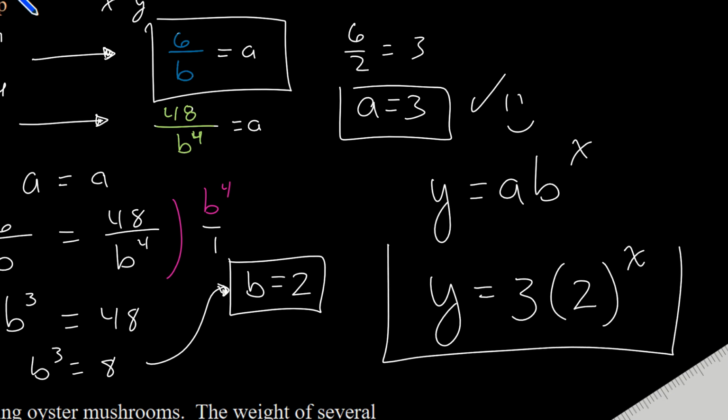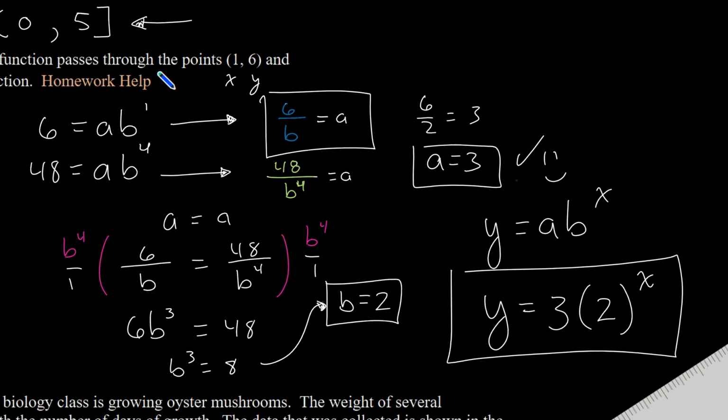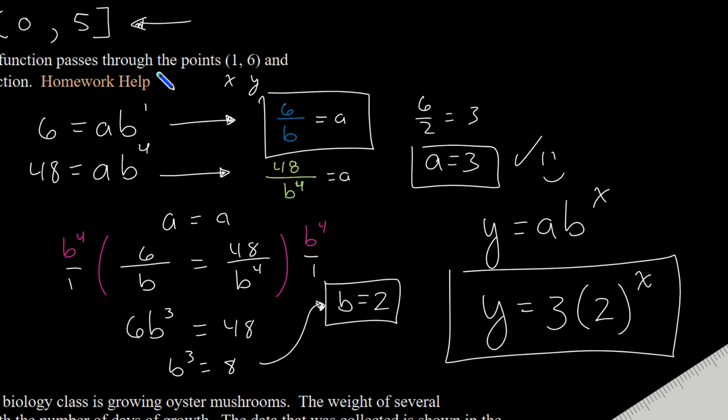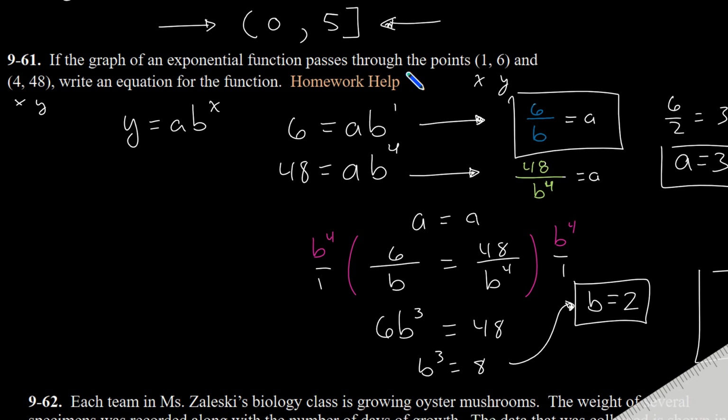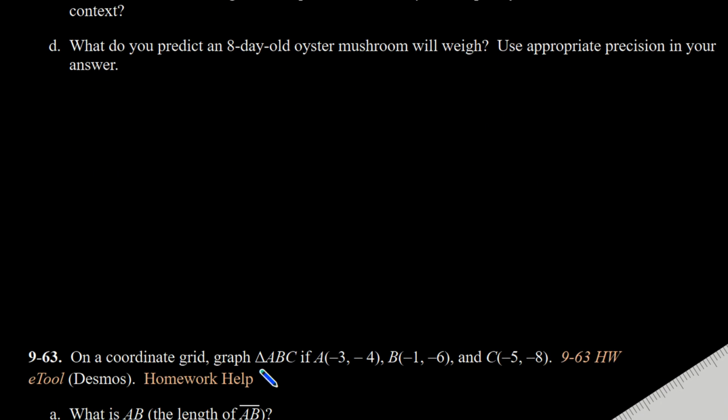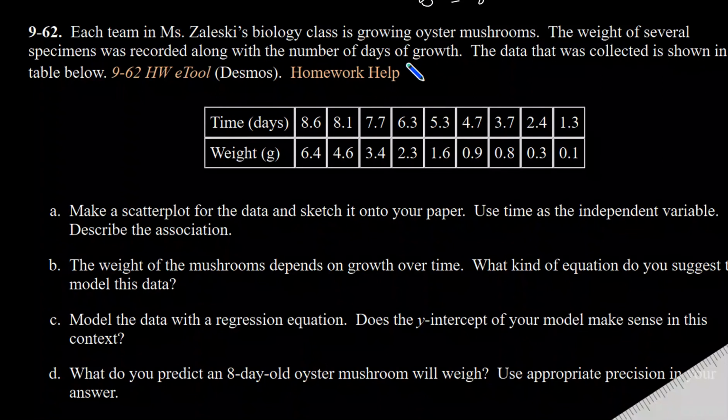So this is the equation in the form y equals AB to the x that will go through the 2 points given. By the way, it's a fun thing to just check that, right? If I put in x is 1, it should give me 6, and I can see that it does that. Also, if I was to put in 4, it should give me 48. All right, let's move on to 62.